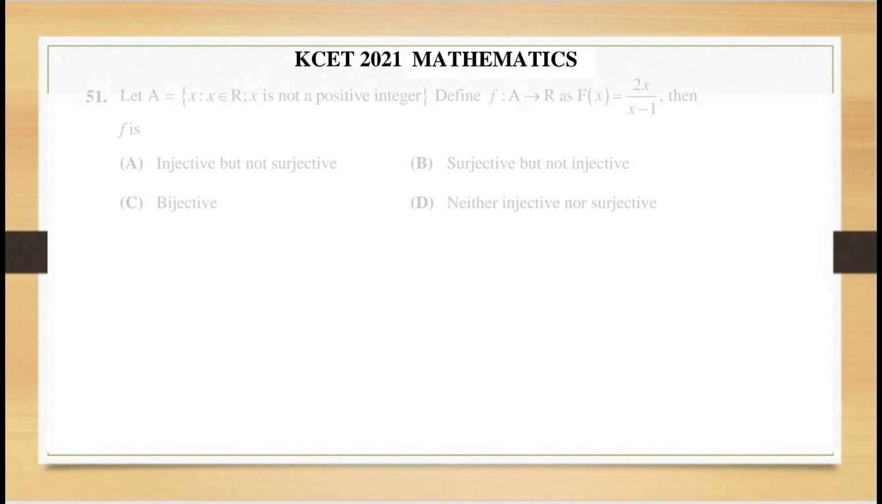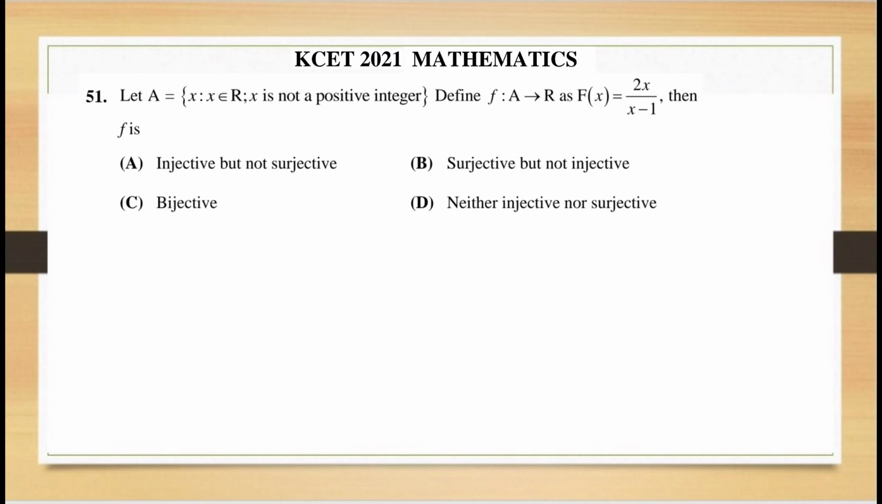51st question is, let A equals {x such that x belongs to R and x is not a positive integer}. Define f from A to R as f of x equals 2x by x minus 1. Then f is... The given function is f of x equals 2x by x minus 1. Therefore, f of x1 equals 2x1 by x1 minus 1 and f of x2 equals 2x2 by x2 minus 1.